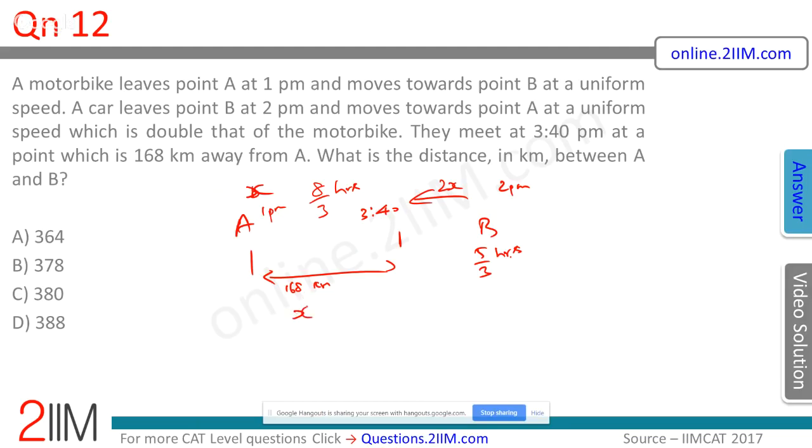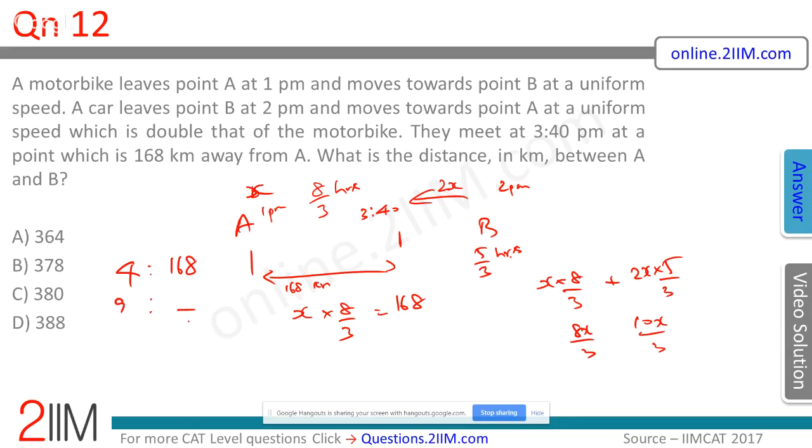x into 8 by 3 equals 168. We want to find x into 8 by 3 plus 2x into 5 by 3. This is 8x by 3, this is 10x by 3, so 4:5, or if 4 were 168, what is 9? That's our question. 168 into 9 by 4: 84, 42, 42 into 9, 420 minus 42, 378. This is what we're looking for. Bam, done.